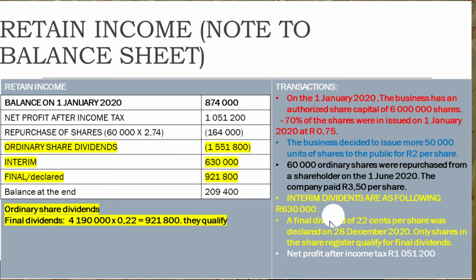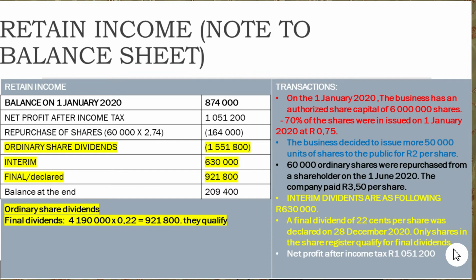Okay, and then we have interim. They will say interim dividends are as follows: 630,000. It's given right away. Sometimes they may use percentages. That interim, it was calculated as 60%. But for now, it's given. You just take your interim, you record it there on your retained income note under ordinary share capital as how much? 630,000.